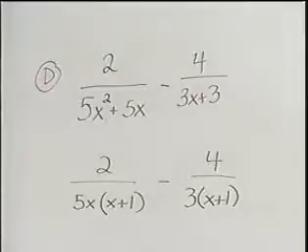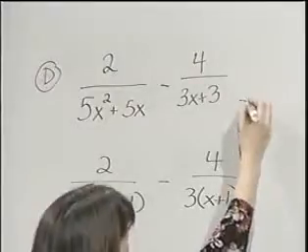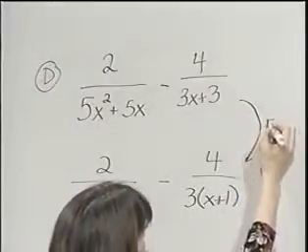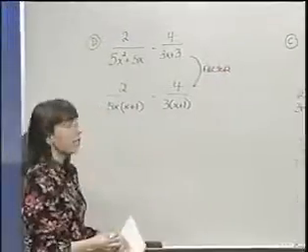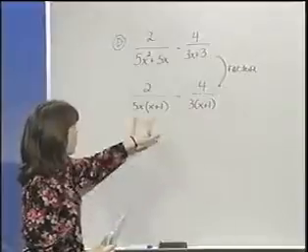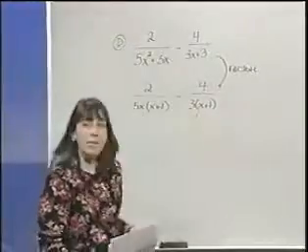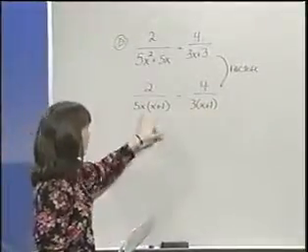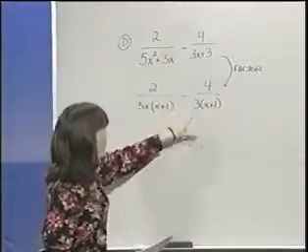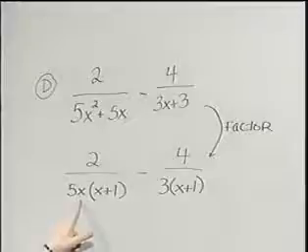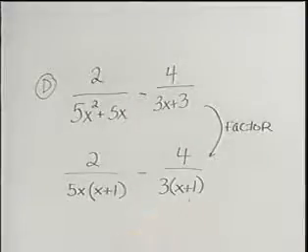And let me just write next to this that all we've done from here to here is we've factored our denominators. So let me just write the big word factor. We haven't changed anything. We just factored our denominators. So now we can look at these denominators and say, hey, now I know what to do. Now I know what my least common denominator is. It's going to be 15 times x plus 1.